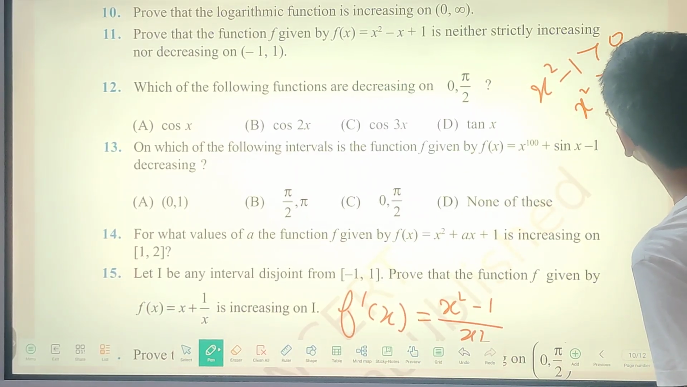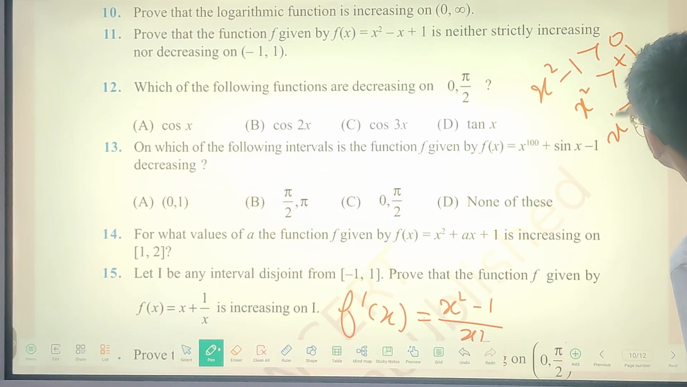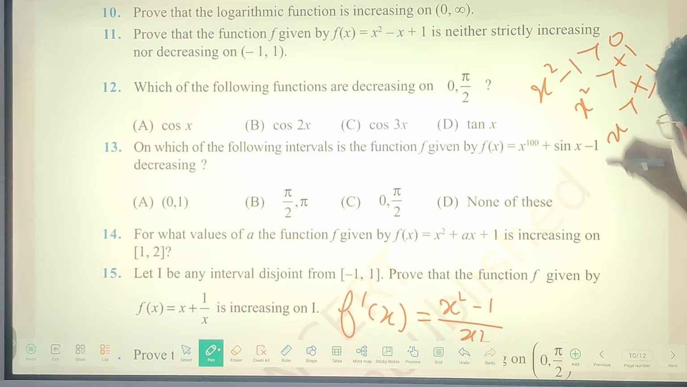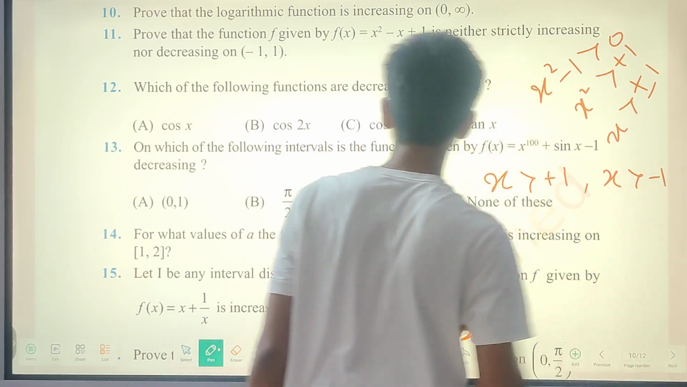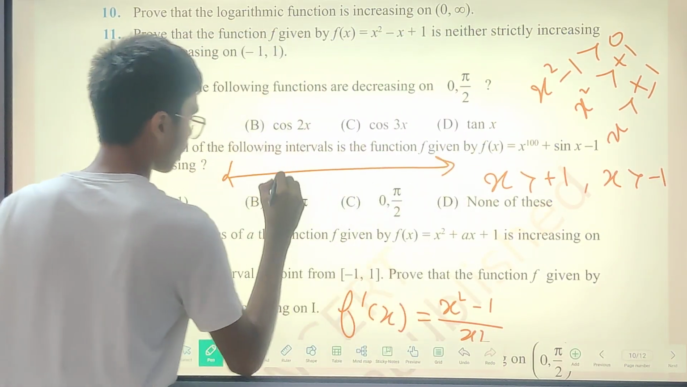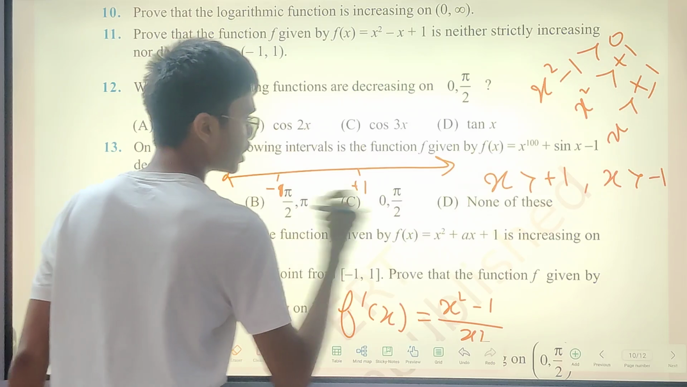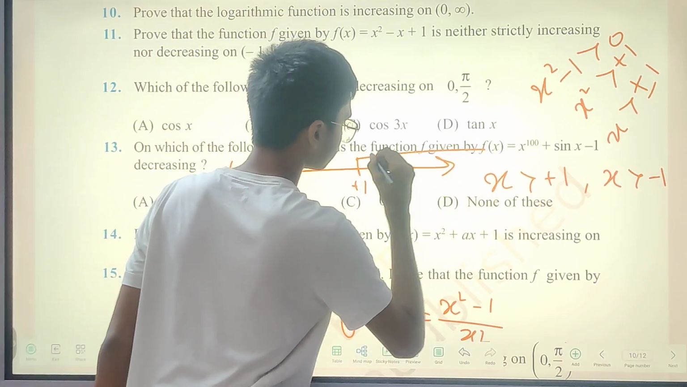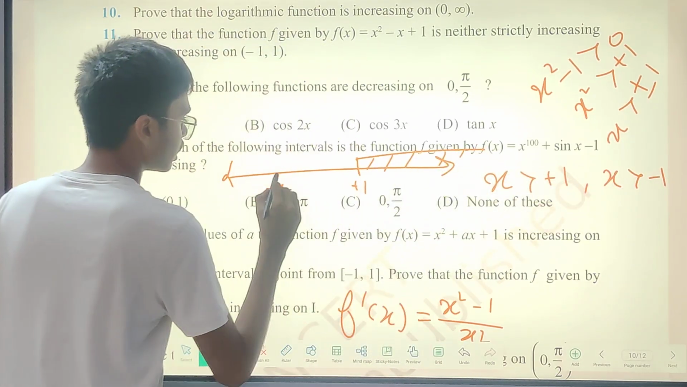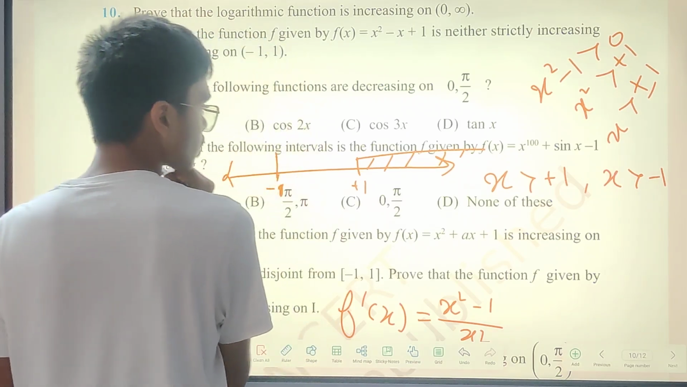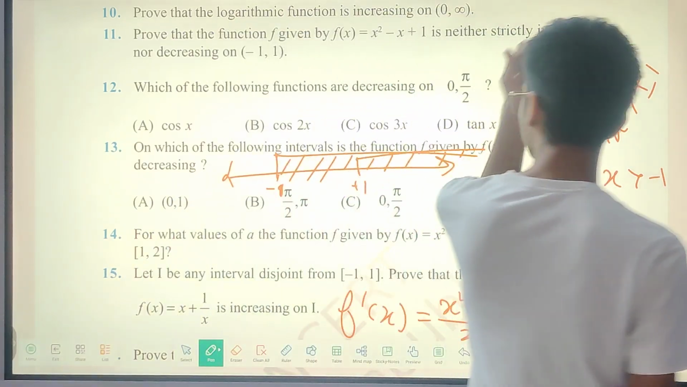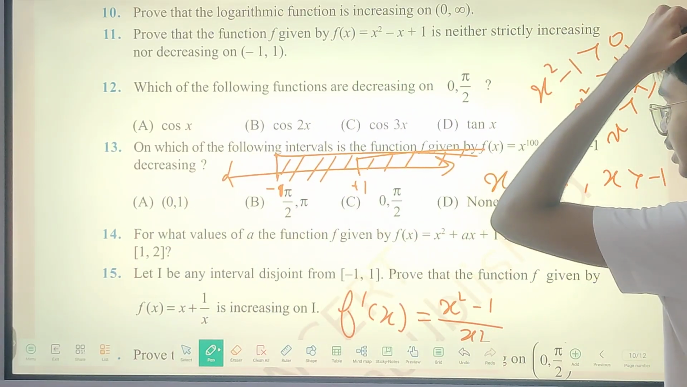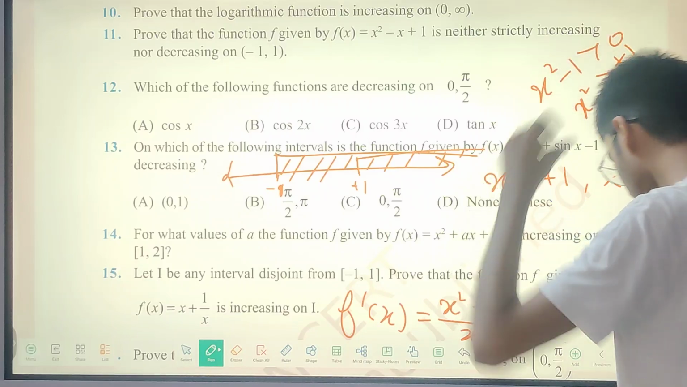See, x square minus 1, plus or minus 1. So that means x is greater than plus 1, and x is greater than minus 1. Now plot the graph. When you plot the graph, you have minus 1, then plus 1. x is greater than 1, so x will be any number from here. Then this is x greater than minus 1, so x can be any number here. So you will have to take the intersection. Sorry, union.